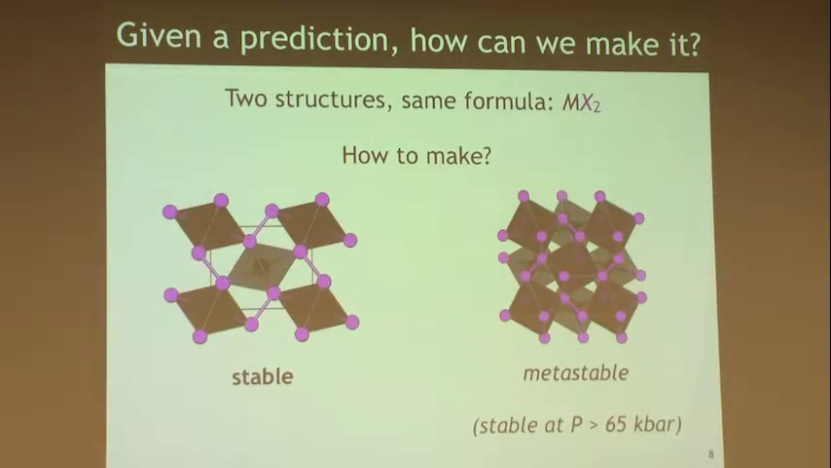When I go to crystalline inorganic solids, that's not always the case. So if I have some, let's say, MX2 phase that's stable, and then something else that's metastable under ambient conditions, how do we make that? Sometimes we can apply some other thermodynamic parameter like pressure to stabilize it and then quench a reaction, but that's not always the case. And so given some prediction, how can we actually make a compound?